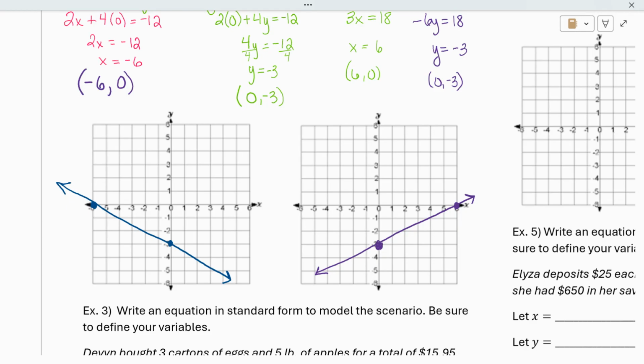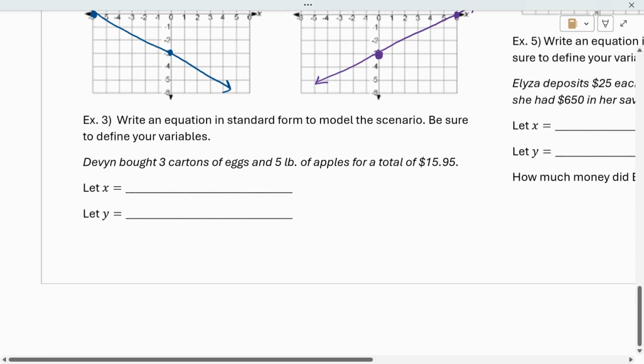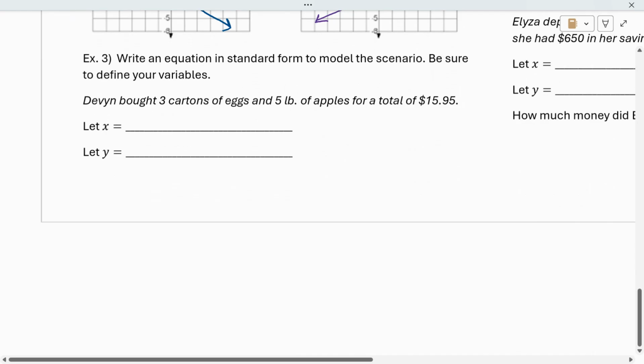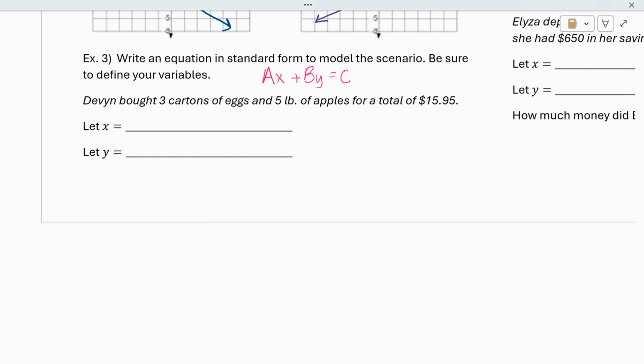Good. Okay. All right. Now we're going to write an equation in standard form to model the given scenario. So going to write out what standard form is again. So if I'm going to write an equation in standard form, that means I have two variables. Let's see. Devin bought 3 cartons of eggs and 5 pounds of apples for a total of $15.95.